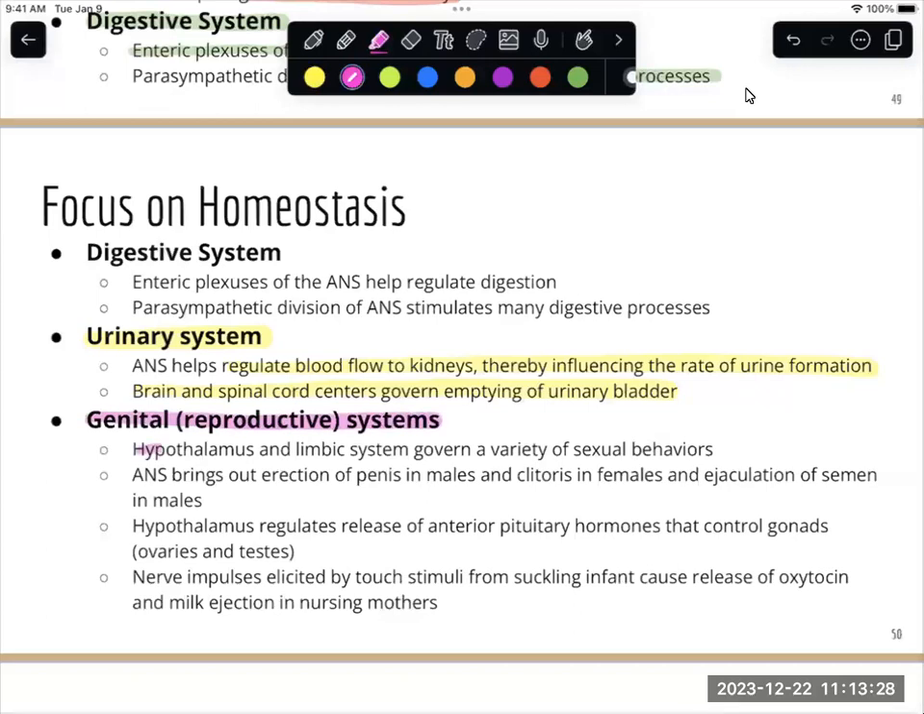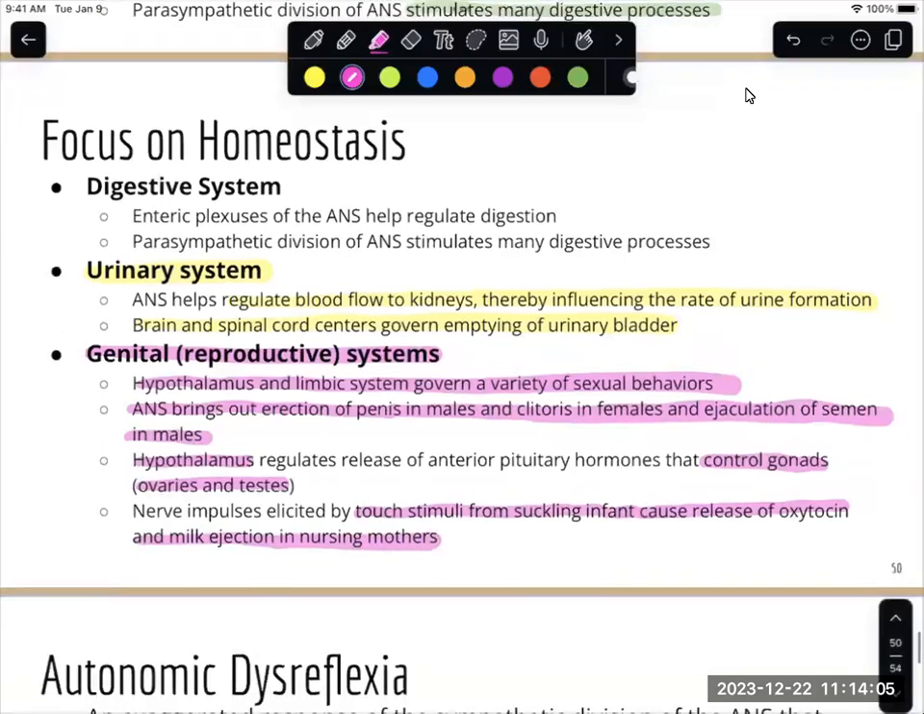Reproductive, the hypothalamus and the limbic system are helping to control a lot of this, but the autonomic nervous system brings the erection of the penis and the clitoris and the ejaculation of semen. That hypothalamus is going to control the ovaries and the testes, the regulation of the hormones coming from there. And that touch stimuli from suckling from an infant releases that oxytocin to eject milk from the mother's breast.